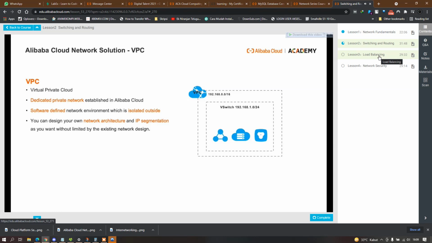You should design your own IP address according to the IP segment provided by the customer or provided by the data center. But if you are using the VPC on Alibaba Cloud, you don't have to care about this kind of limitation, because the VPC is a software-defined network environment, and you can design your own network segmentation as you want in the VPC without being affected by other elements. So this is the big advantage of the VPC.